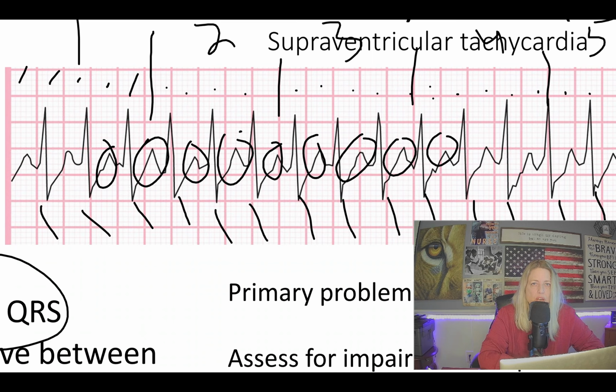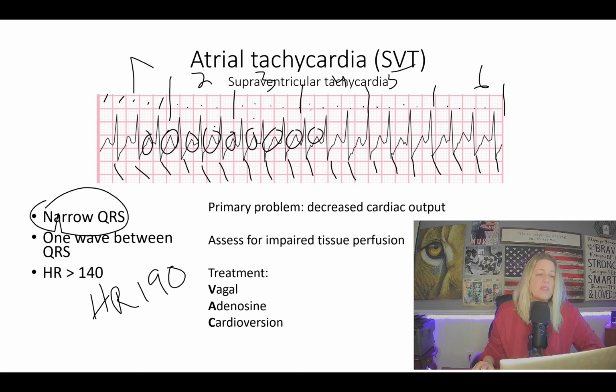How much time is that to fill? Well, that's no time to fill. There's no time to fill. The cardiac output is really low because there's just no blood getting into the ventricles. And when the cardiac output is low, you're not perfusing your tissues, right? Impaired tissue perfusion. If you can't get blood to your tissues, what do you look like?